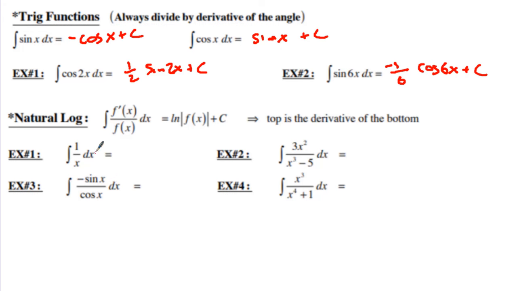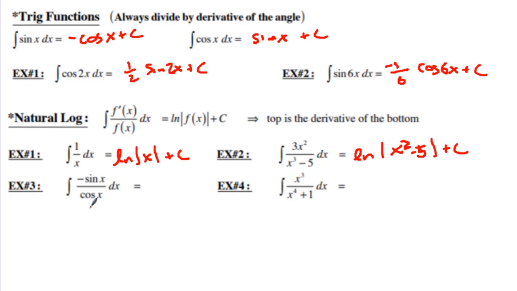One other thing is the integral of 1 over x. Don't forget what that is. That's natural log of the absolute value of x plus c. And so when we have this example right here, you can see the 3x squared, when we derive that, it cancels out that with that 3x squared. Just think of u substitution. Natural log of x cubed minus 5 plus c.